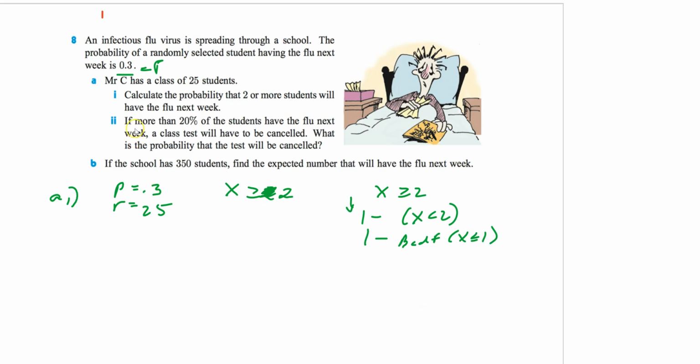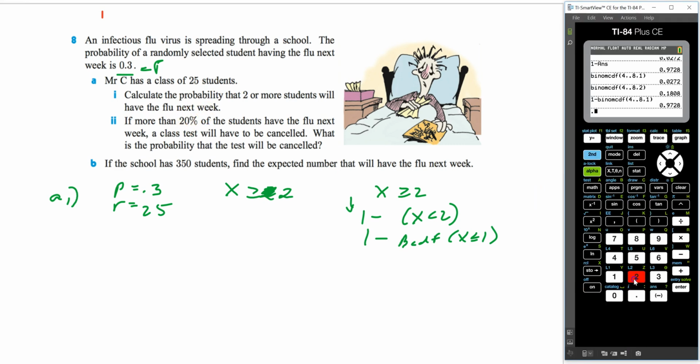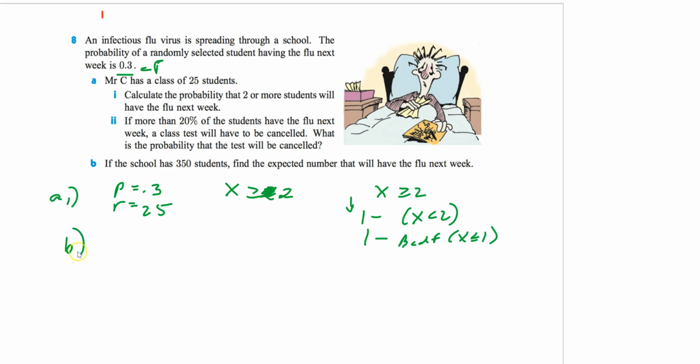Let's look at B. If more than 20% of students have the flu next week, a class test will have to be canceled. What's the probability the test will be canceled? So first, let's figure out what 20% of the class is, right? You have a calculator. So 0.2 times the students in his class. You get about 5 students. So they say if more than 5 students have the flu, the class is canceled. So it's a very similar question, not the exact same. All this is the same, but now more than 5 means your class is canceled.